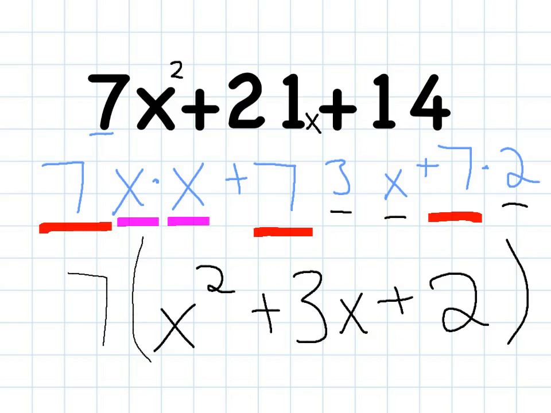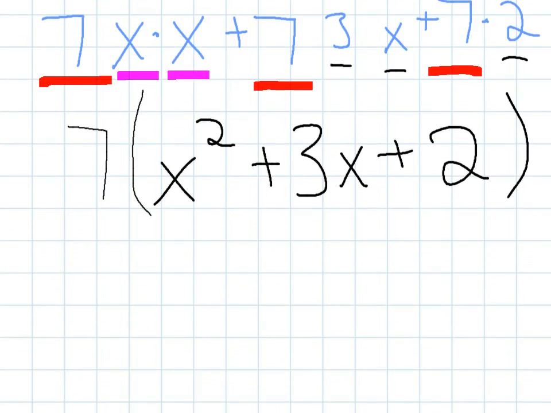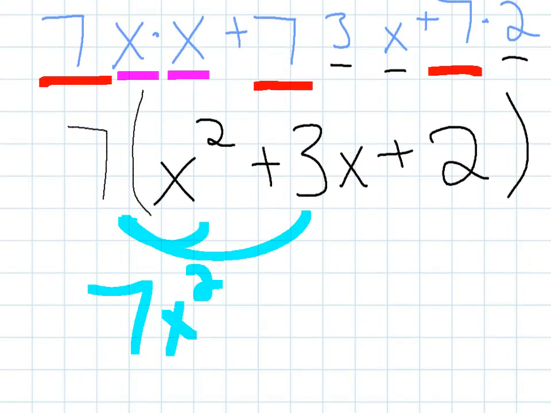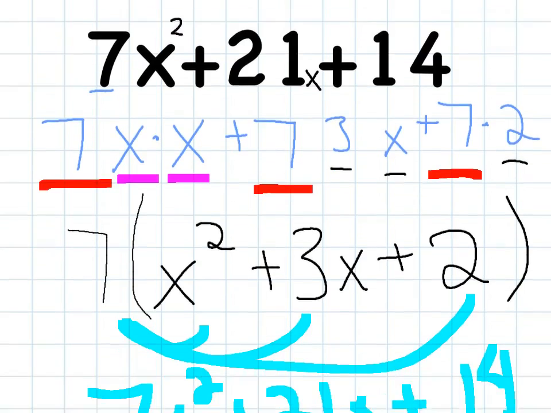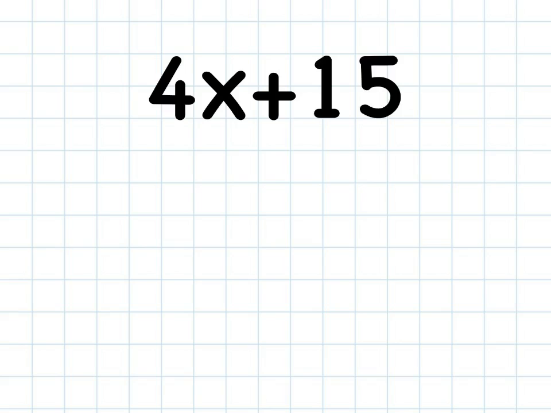And then you can do the exact same checking method, and so 7 times 2x equals 7x. Then here, and then here, then you get your plus 21x and plus 14, and it's the same as the problem. Magic.